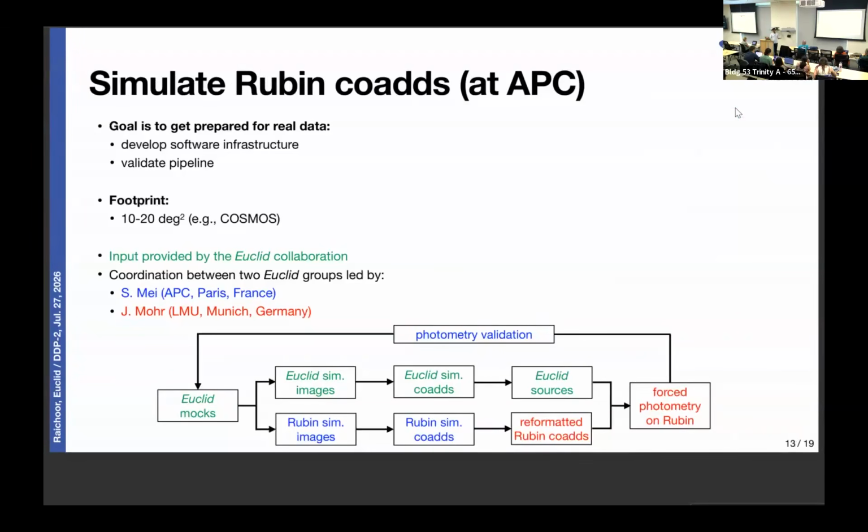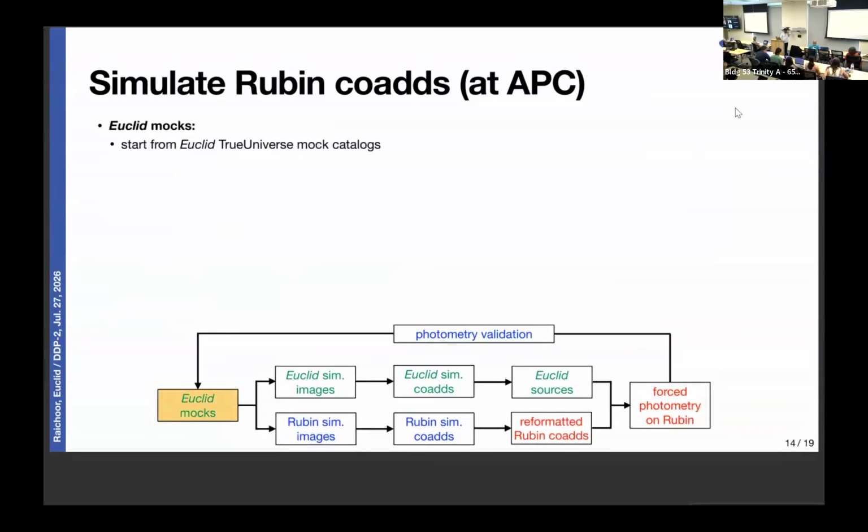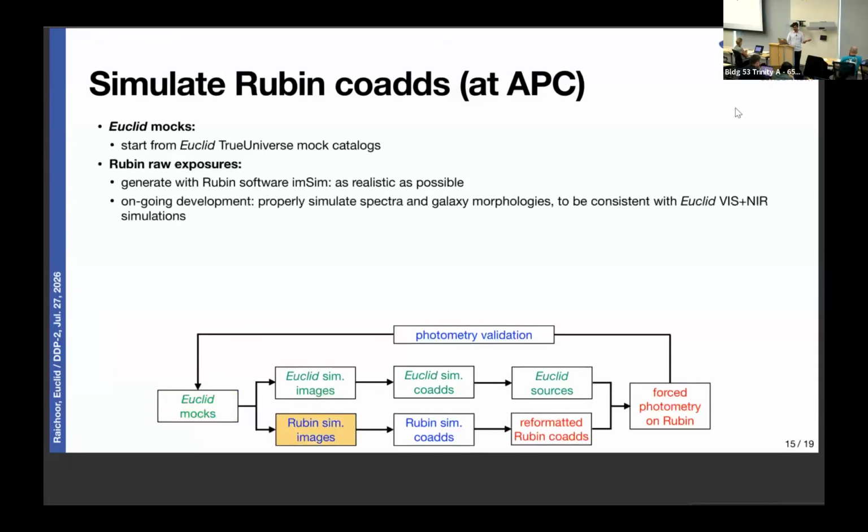And then in the remaining time, what I've been working on is simulating the coadds. The idea is to generate Rubin coadds with Euclid maps. The first goal is to validate the photometric pipeline we're developing, but it can also be useful for a wide range of science. We'll start with one field in Cosmos, and maybe other fields if we can. The way it works, we start from the Euclid mocks, from the Flagship 2 simulations. There's a mock called True Universe, and those mocks have also been used to simulate Euclid images. Then I'll generate Rubin raw exposures using the imSim Rubin tool.